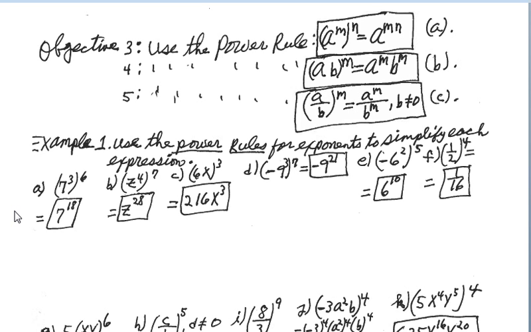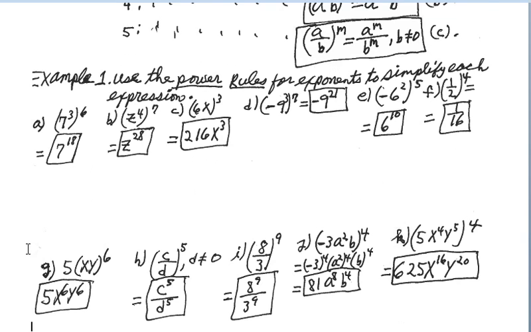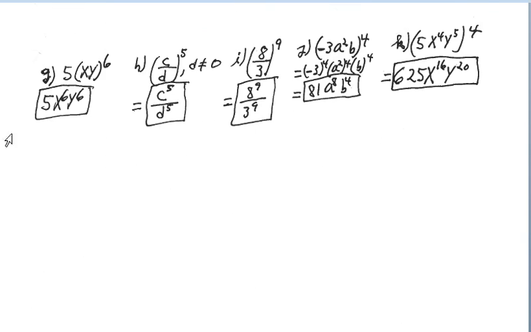F. (1/2) to the fourth power means 1/2 times 1/2 times 1/2 times 1/2 is 1 over 16, or 1 to the fourth power over 2 to the fourth power, which equals 1 over 16. G. 5 times (xy) to the sixth power. In this situation, we take care of (xy) to the sixth power first, and it becomes x to the sixth power times y to the sixth power. Multiply that by 5 gives us 5x to the sixth power y to the sixth power.